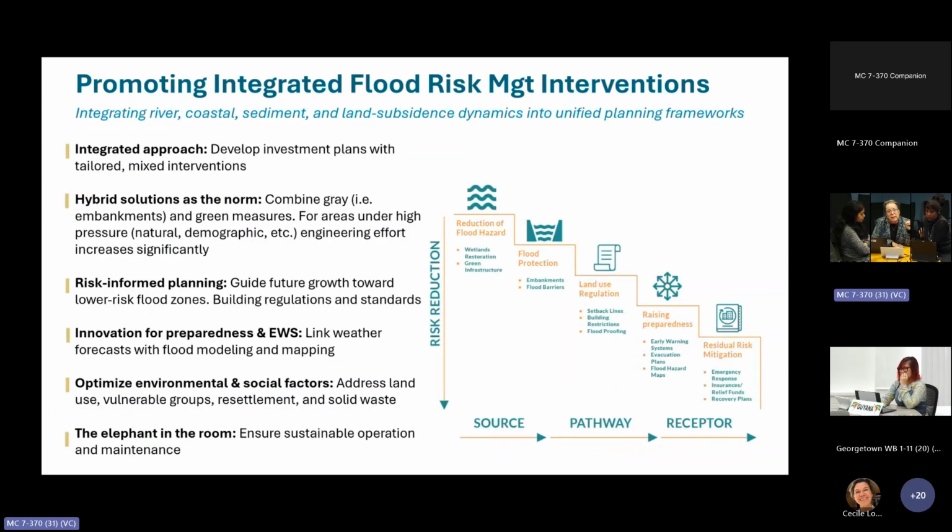Most importantly, nowadays we realize that there is no one solution that is going to solve everything. So we need more integrated approaches and to combine hybrid solutions: gray infrastructure, traditional embankments, dikes, etc., with green infrastructure, nature-based solutions. What is the right mixture of those measures and how do we define that? How do we link this to risk-informed planning to avoid the future generation of risk?